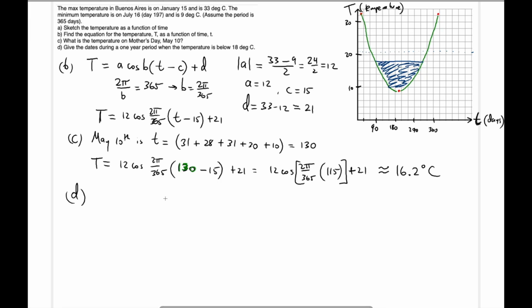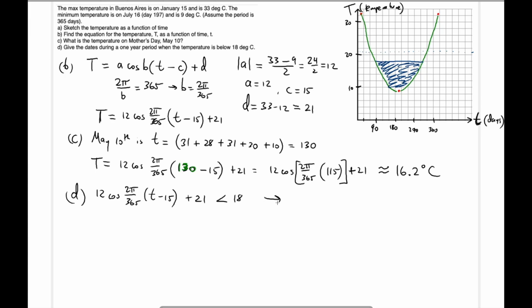Well, you have to set 12 cosine of 2 pi over 365 times t minus 15 plus 21 being less than 18. Right? So you're setting the temperature function to be less than 18 degrees, because you want to find the t-values accounting for that constraint, for that inequality.